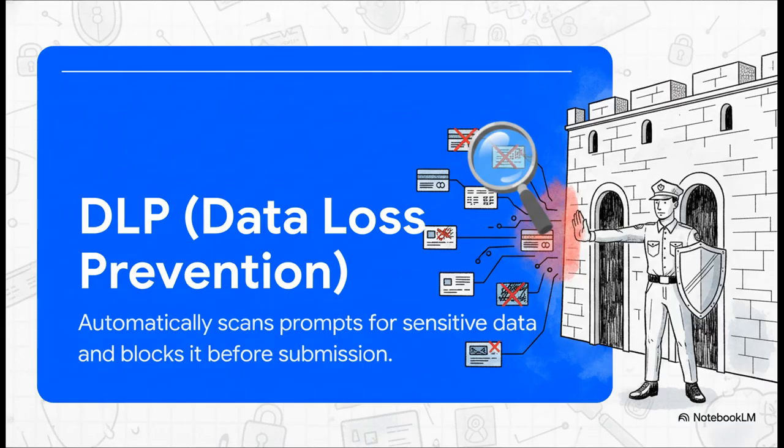Okay, we mentioned DLP. Let's define it. Just think of data loss prevention as a really smart security guard for your network's exit doors. It's technology that automatically scans outgoing data, whether that's an email or a prompt, and if it spots something sensitive, like a credit card number, it blocks it before it can ever leave. It's your automated safety net.